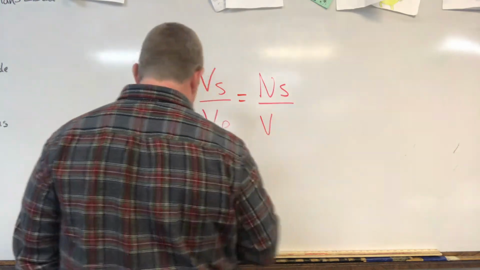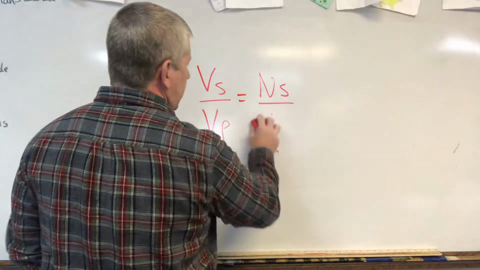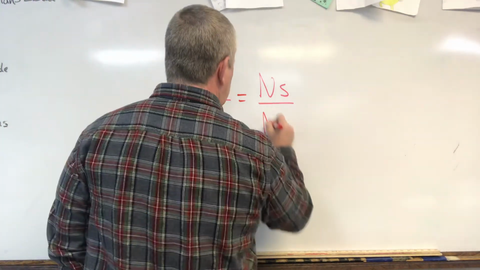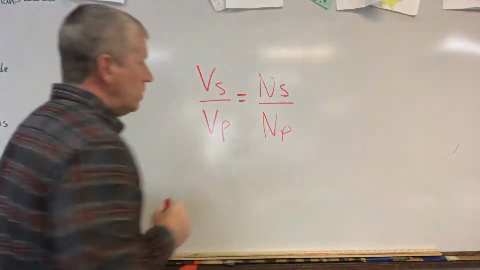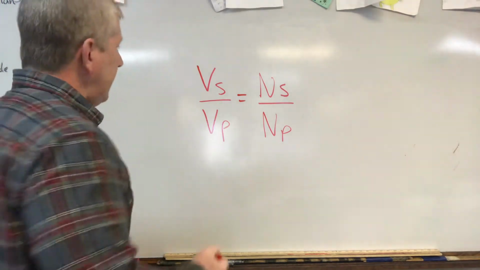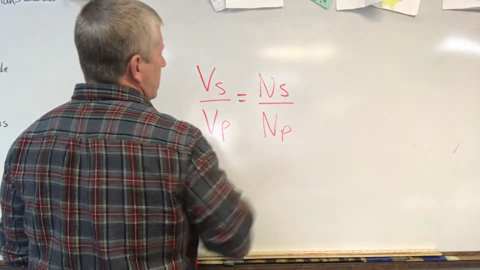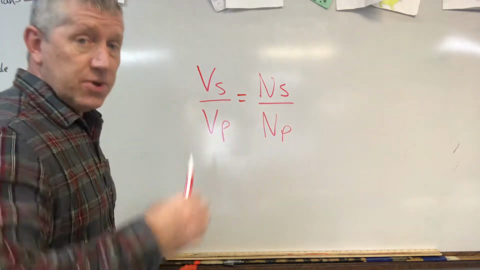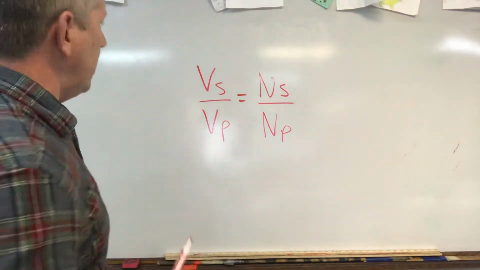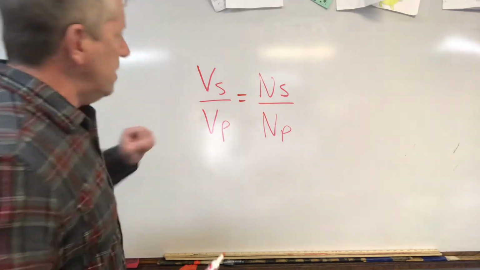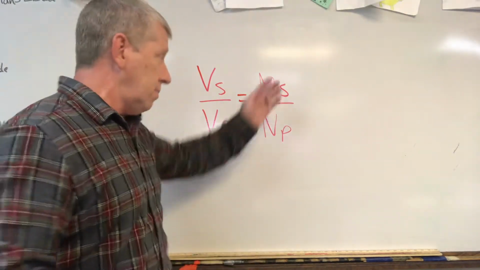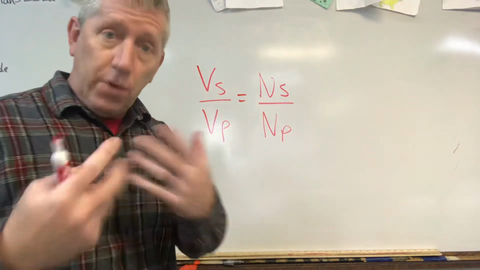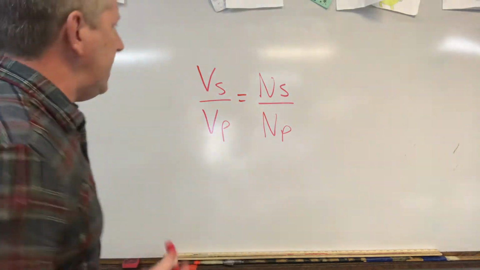Ooh, this is supposed to be an N. That'll be directly related to the number of loops. Yeah, and so these are directly related to each other. You know that if you have more of this, you're going to have more of that. So there's our setup for the transformer equation, relating voltage in a transformer and the number of loops, or the number of loops dictating how many volts you'll get out of that. Okay, we'll do a math problem with that just real quick.